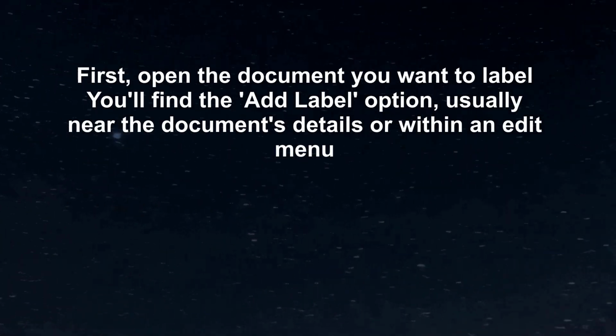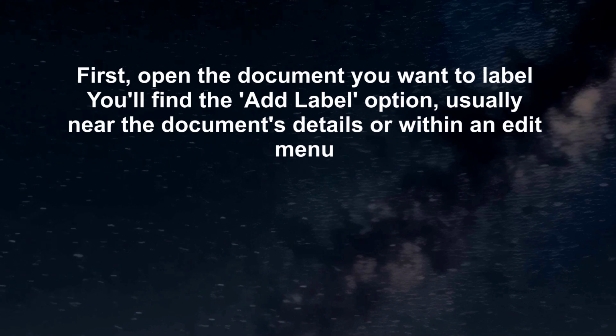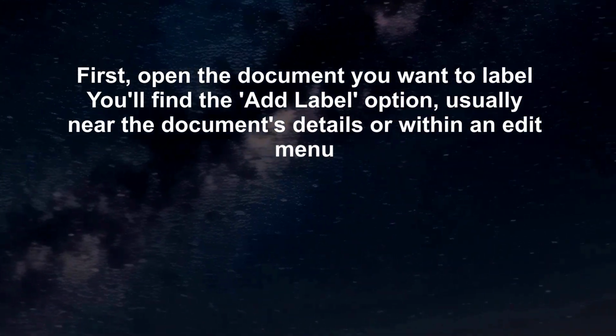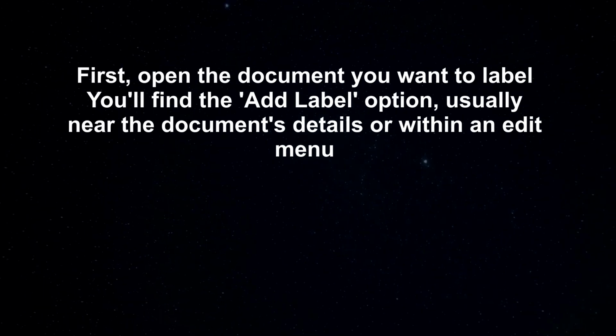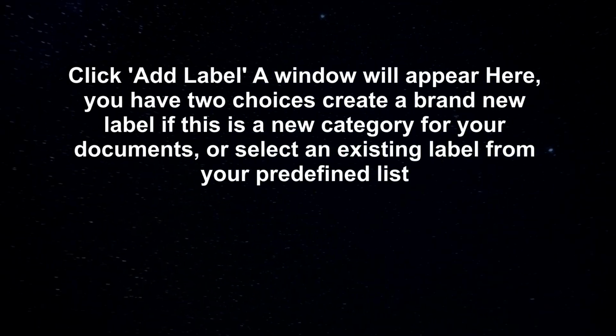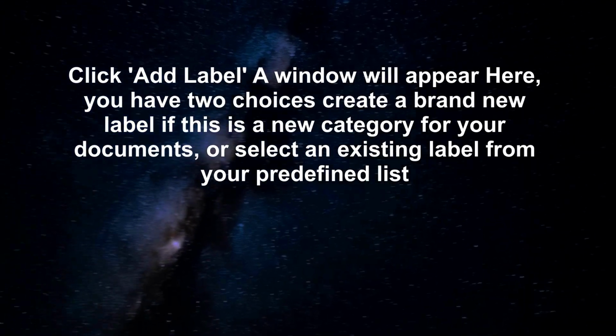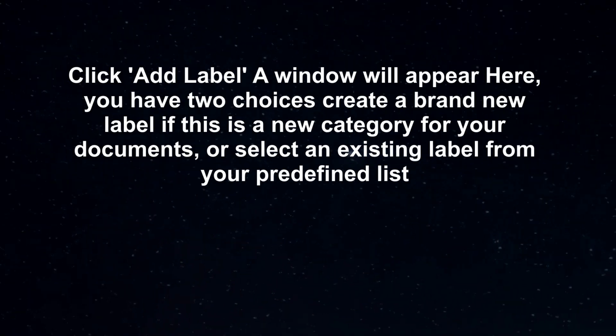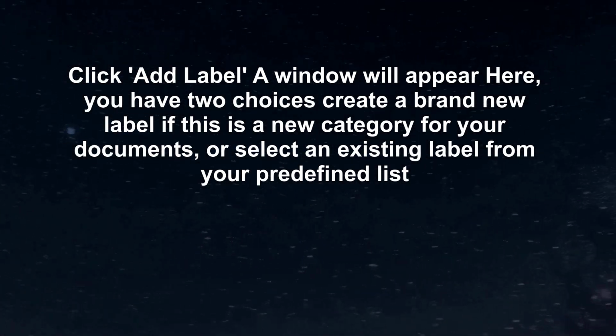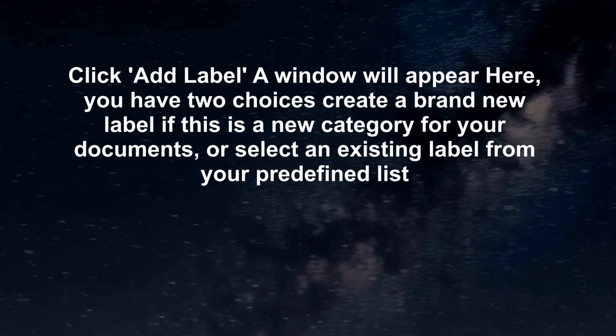First, open the document you want to label. You'll find the Add Label option, usually near the document's details or within an edit menu. Click Add Label. A window will appear here. You have two choices: create a brand new label if this is a new category for your documents, or select an existing label from your predefined list.